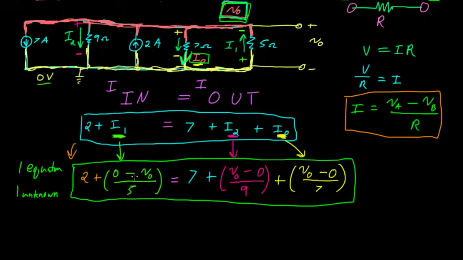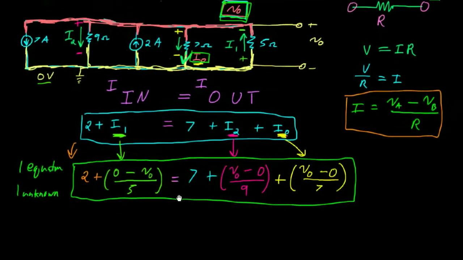It'll get more complicated. You'll be dealing with things other than just resistors. You'll be dealing with inductors and capacitors eventually. But for right now, dealing with just resistors, this is pretty much what you're going to do. You're going to represent that current as a voltage difference divided by the resistance of that element.